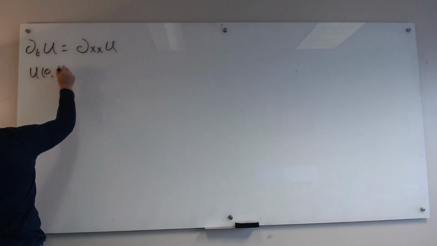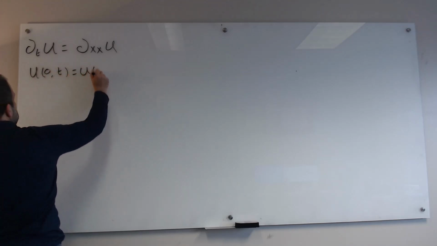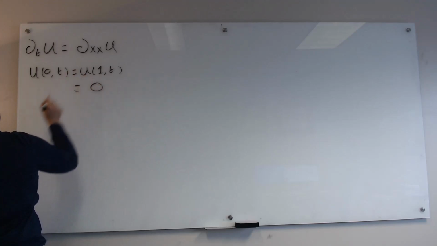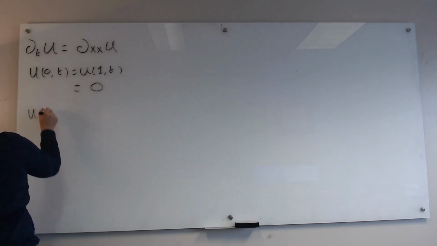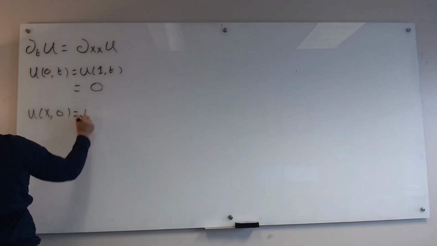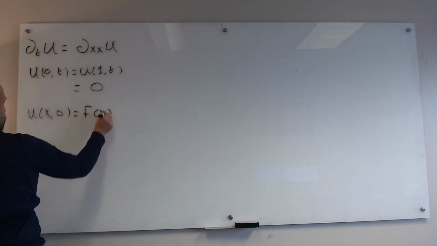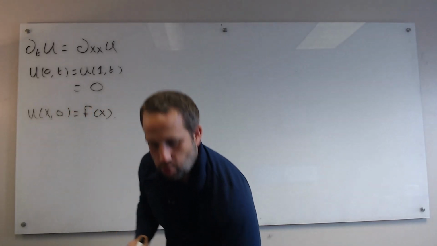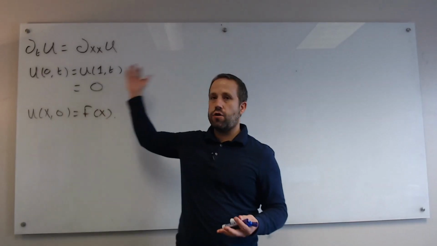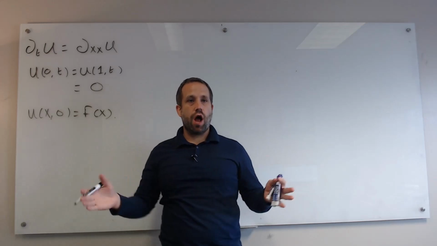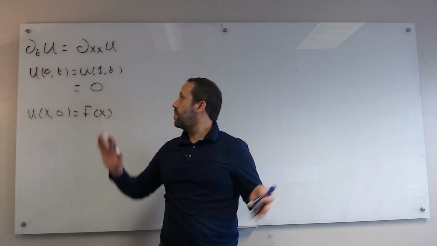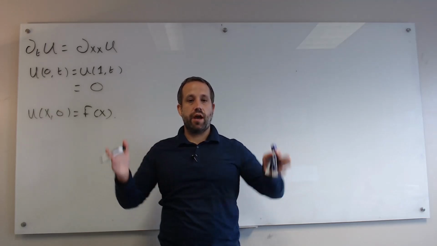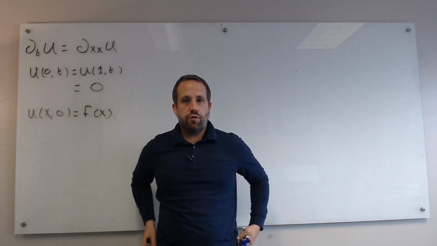So u of 0, t equals u of 1, t. These are both equal to 0. And then some initial condition, u of x, 0, is equal to f of x. The Dirichlet boundary conditions correspond, for example, if u is a temperature in a rod, then having these 0 boundary conditions says that, according to some temperature scale, we're keeping the boundaries at 0 degrees.